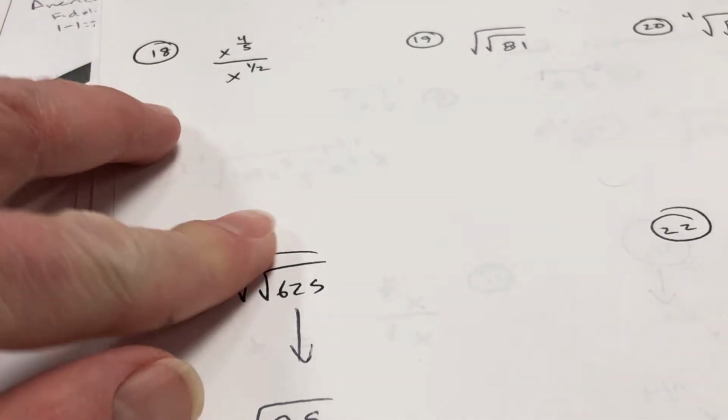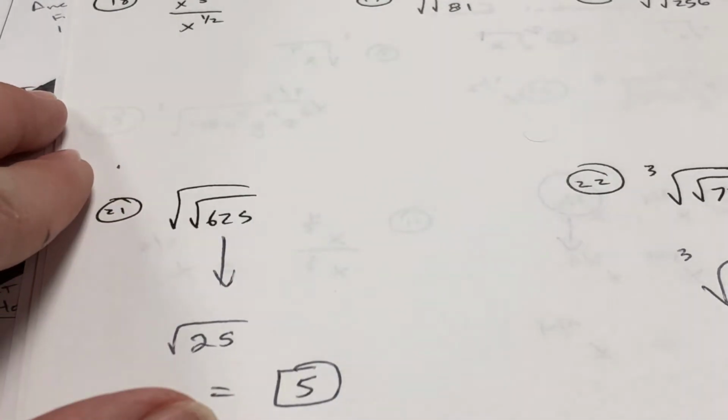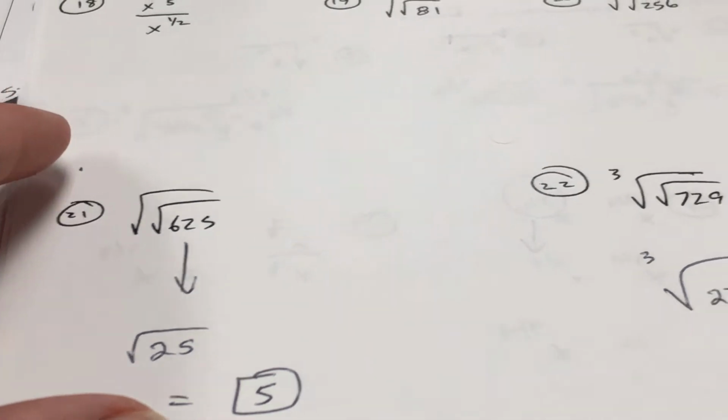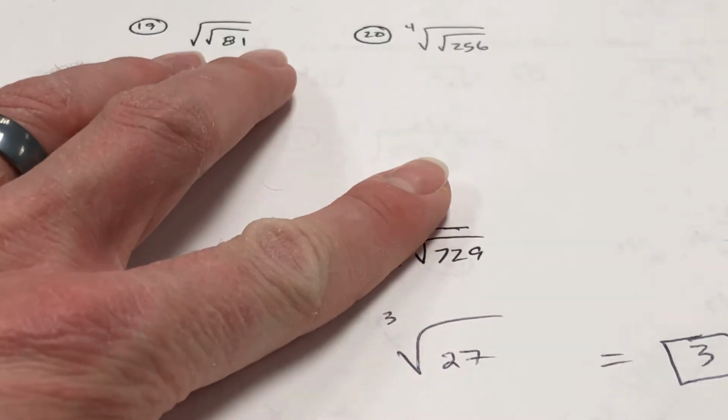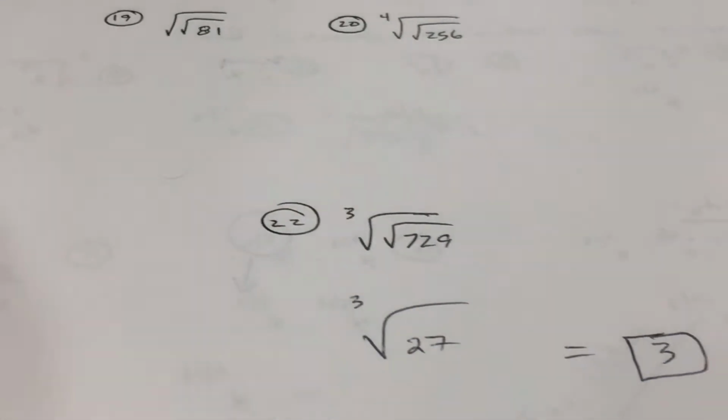Okay, so first I'm going to take the square root of 625, which is 25. Then I have to take the square root of 25. Inception style, it's a root within a root. So I take the square root of 729. Then I take the cubed root of 27.